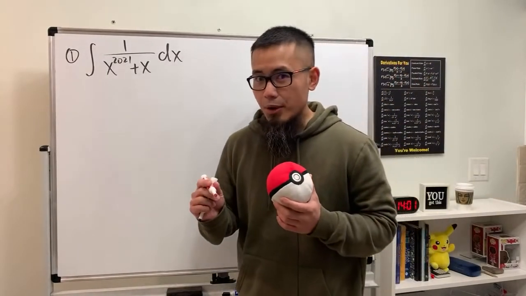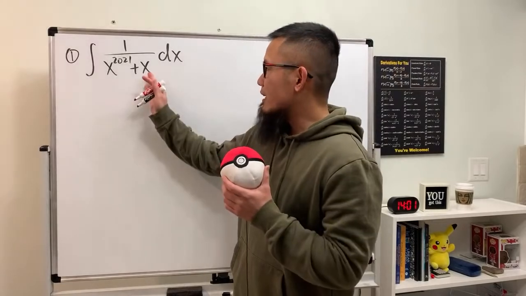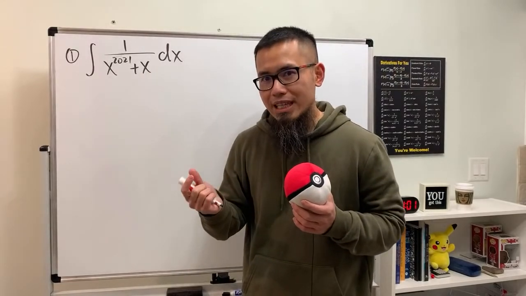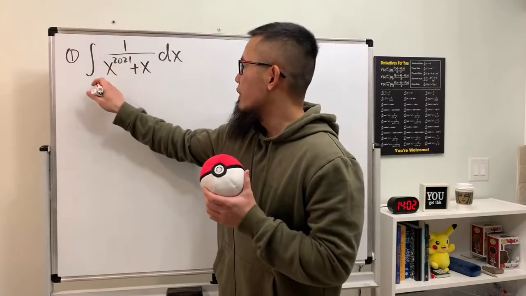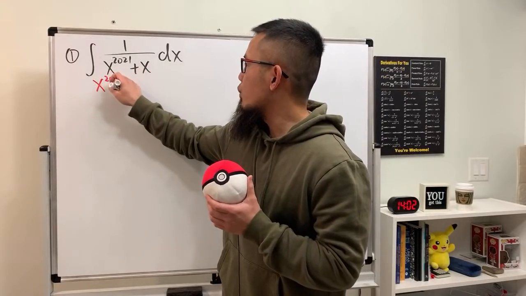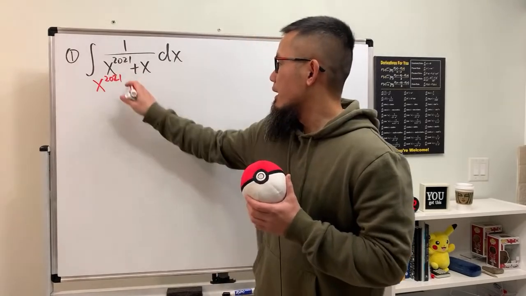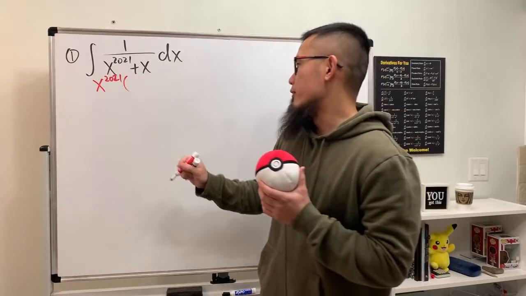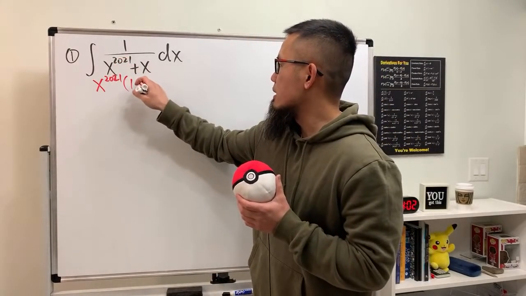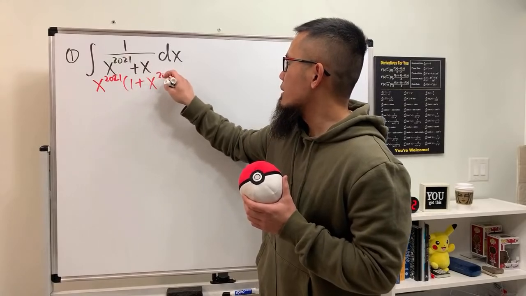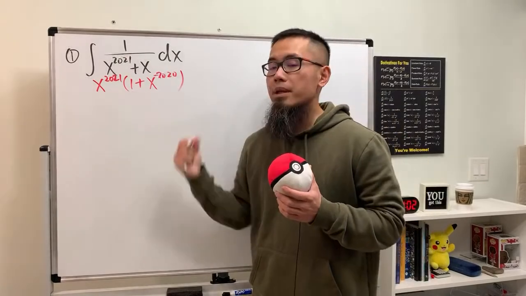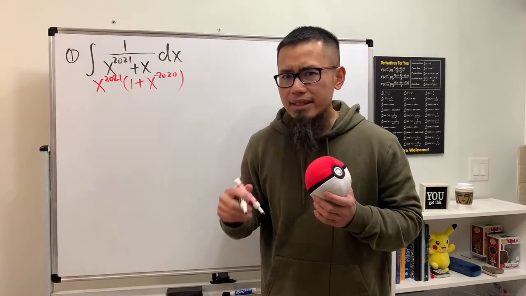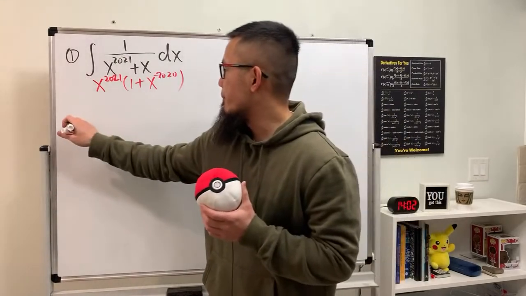So here's the deal. Usually we only factor out the x to the smaller power, but here, if you are willing to factor out x to the bigger power, namely x to the 2021, then this will be very, very nice. And you end up with 1 plus x to the 2020, but it will be negative. So now this will be the new denominator, and this is going to be so nice. Have a look right here.